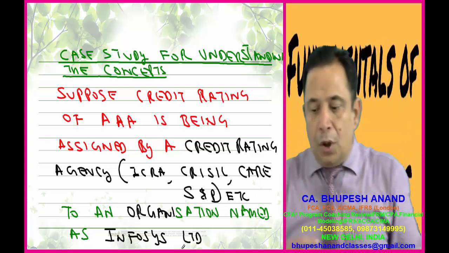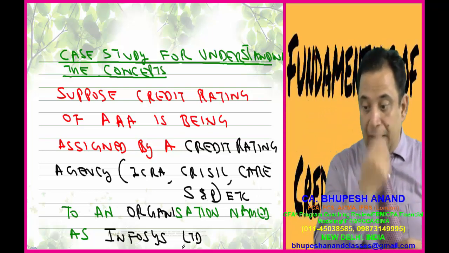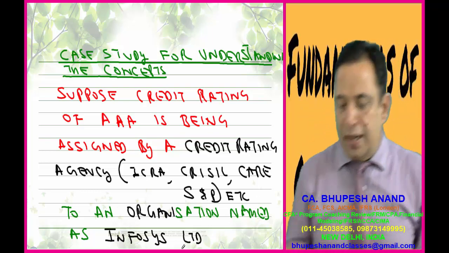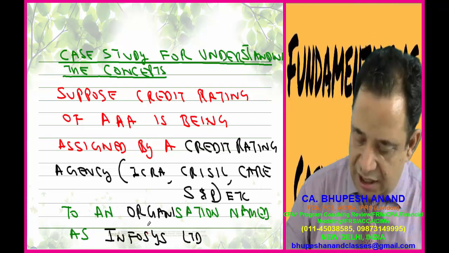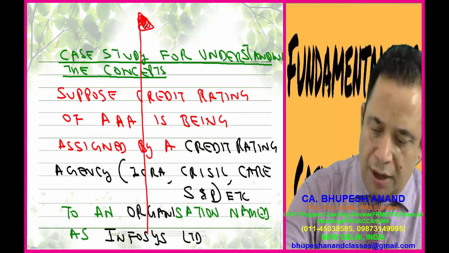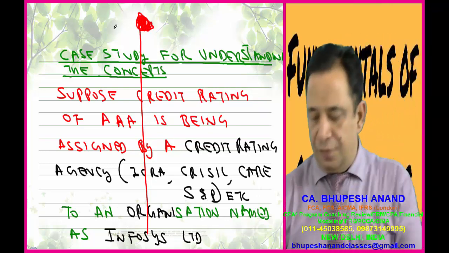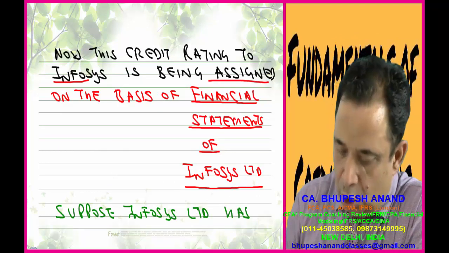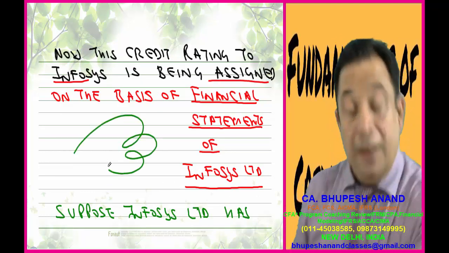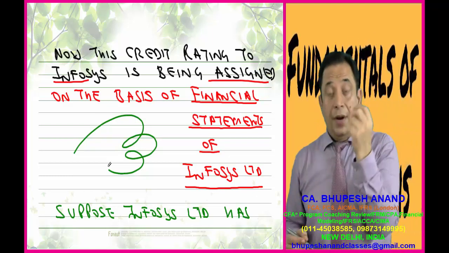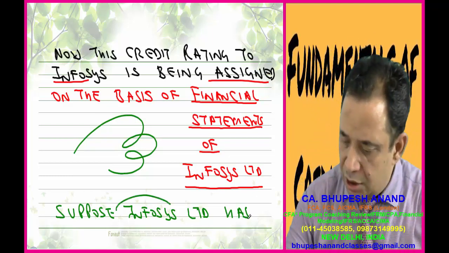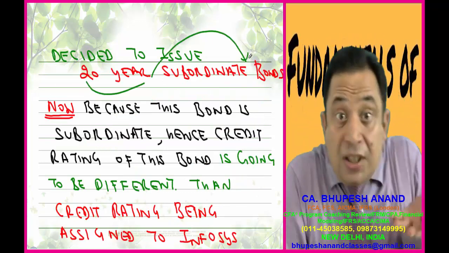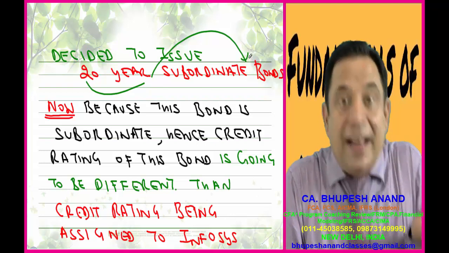Case study. Suppose a credit rating of AAA is being assigned by a credit rating agency, ICRA, CRISIL, CARE, S&P, to an organization named Infosys. Now this credit rating to Infosys is being assigned on the basis of the financial statements of Infosys. Now suppose Infosys has decided to issue 20-year subordinate bonds. Now these subordinate bonds cannot have the AAA rating of Infosys.